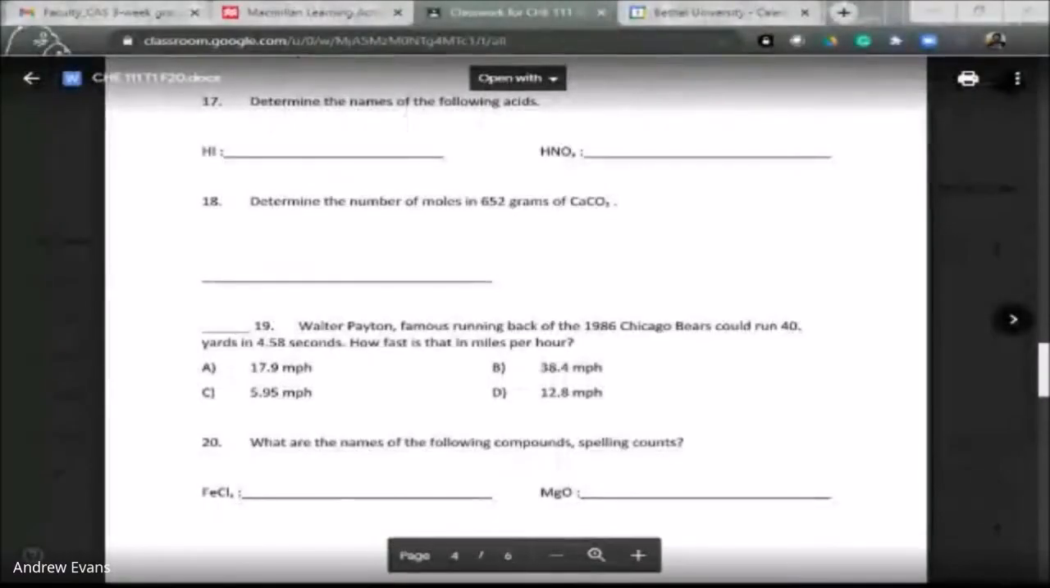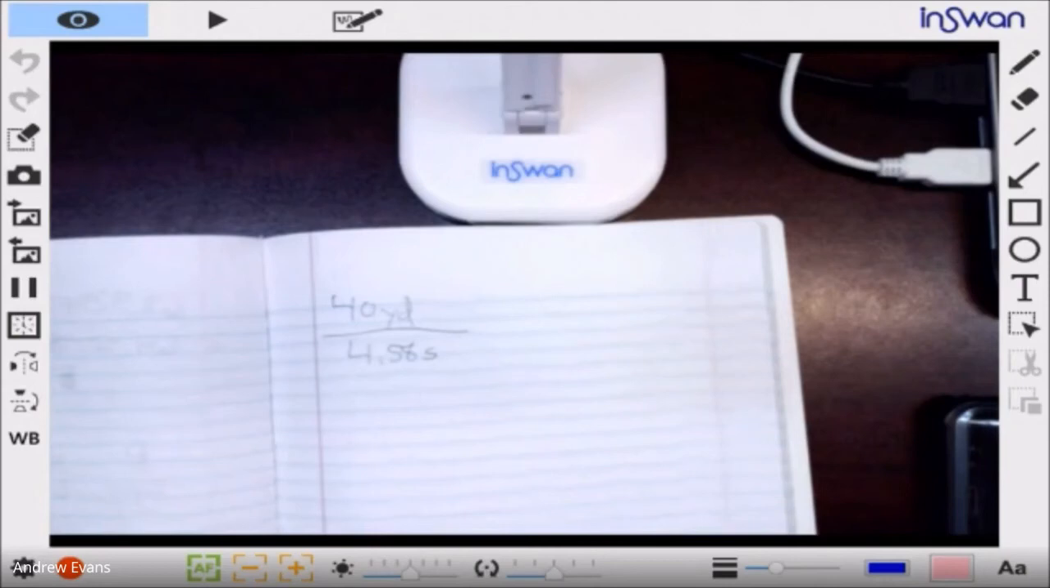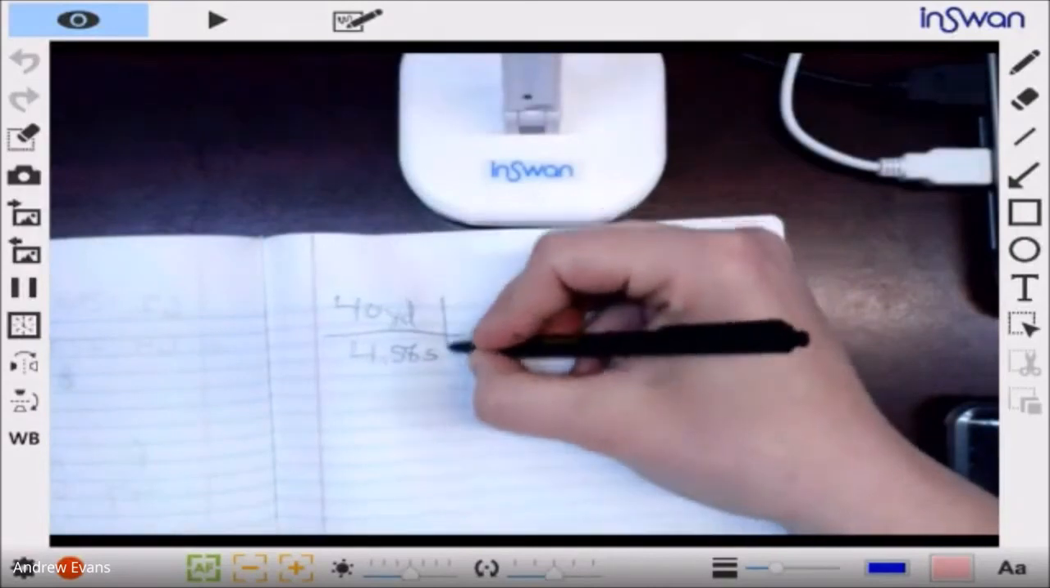One more math problem. Walter Payton, famous running back of the 1986 Chicago Bears, could run 40 yards in 4.58 seconds. How fast is that in miles per hour? So I'm setting up that initial ratio, 40 yards in 4.58 seconds, and I want to go to miles an hour. And before you ask, is he the fastest? Oh, God, no. But he's relatively famous, at least if you're from Chicago or Illinois.